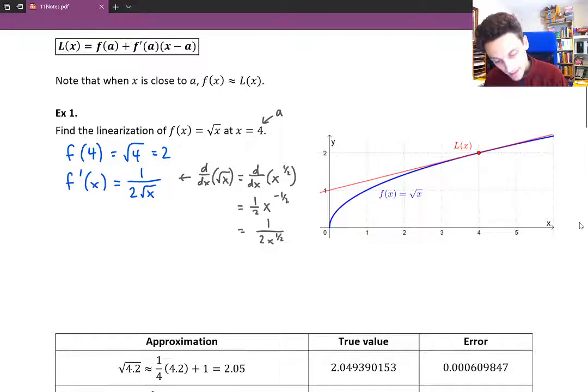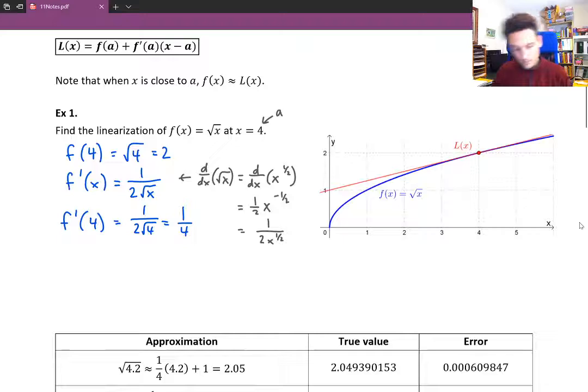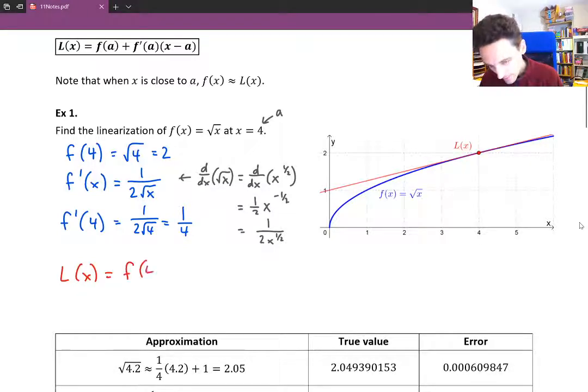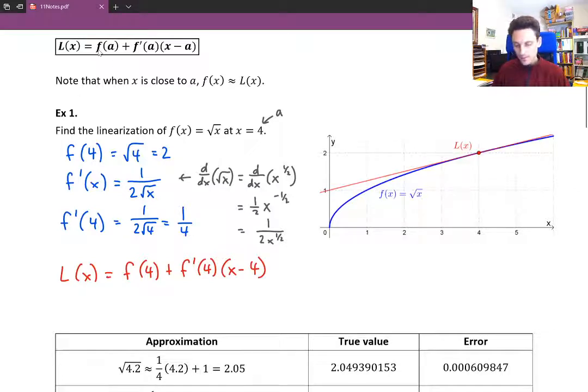So now we can take x equals a, so 4, and plug it in to get f prime of 4. So here we get 1/4. Then, to get the linearization of the function, in other words, the tangent line written in function notation, we're going to take f of 4 plus f prime of 4 times x minus 4, right? We're just writing down f of a plus f prime of a times x minus a, where a is equal to 4.